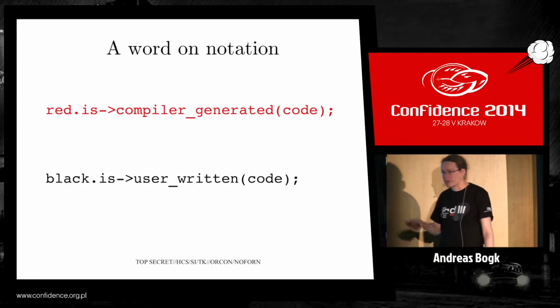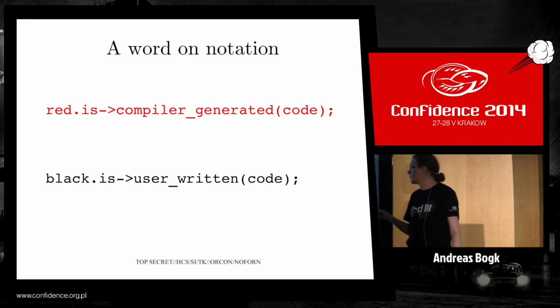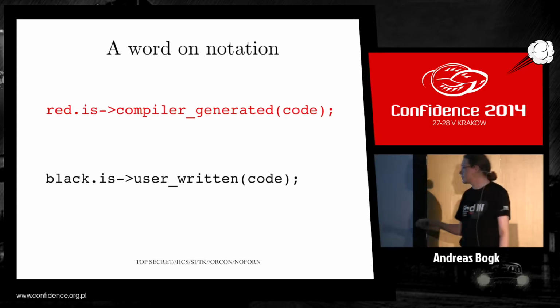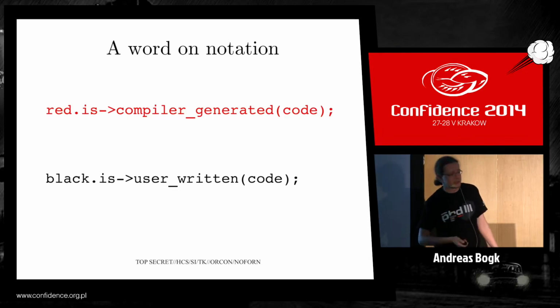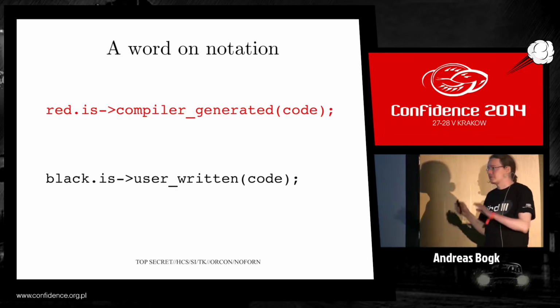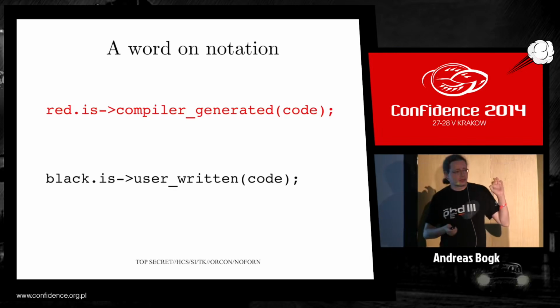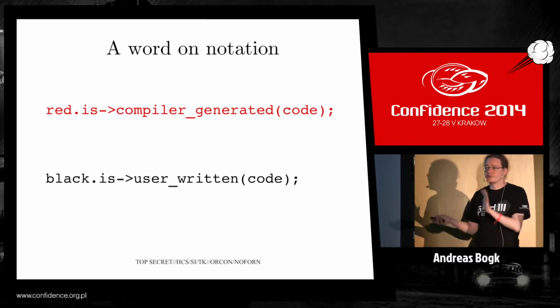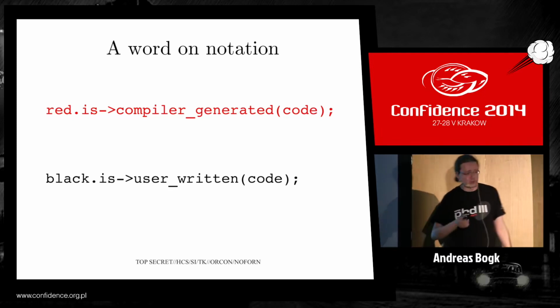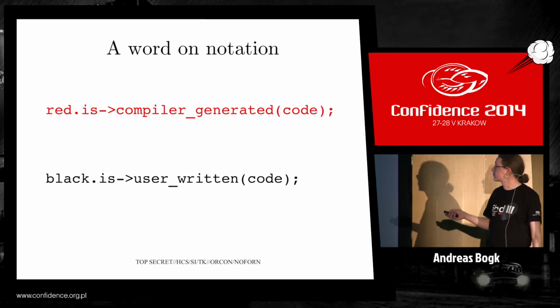So, a little word on notation. I'll be showing C code here. Black is the code that the user has written. Red is the code that has been compiler generated. Usually the tools don't actually generate C code. They work on an intermediate representation. So this is just for readability, because I hope most people are able to read C.